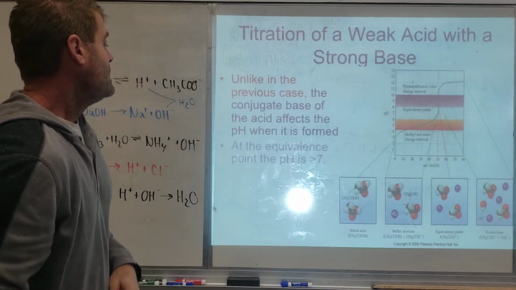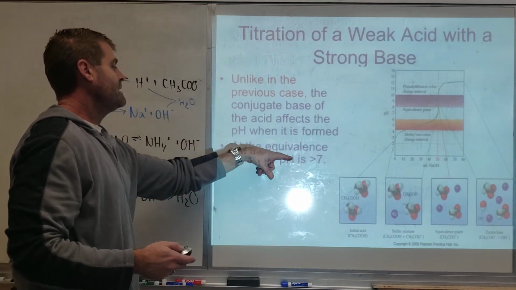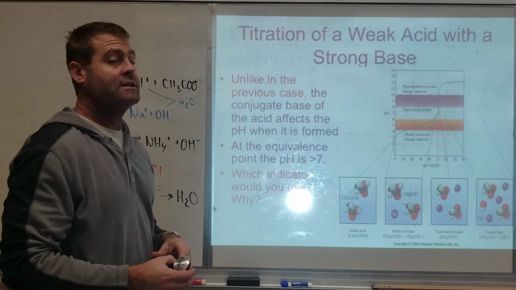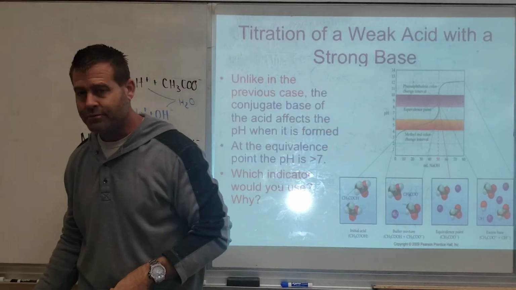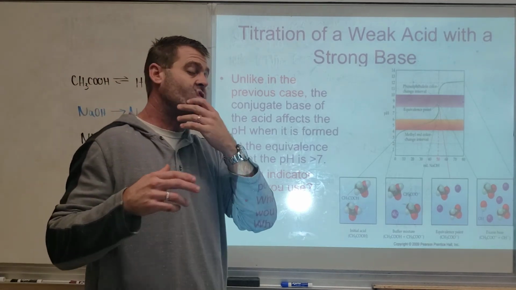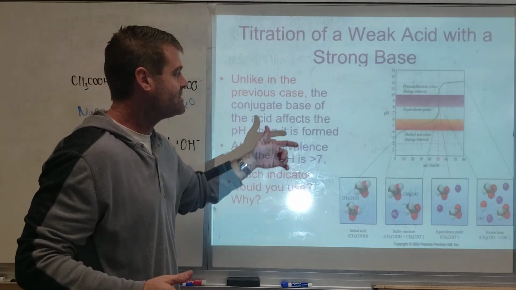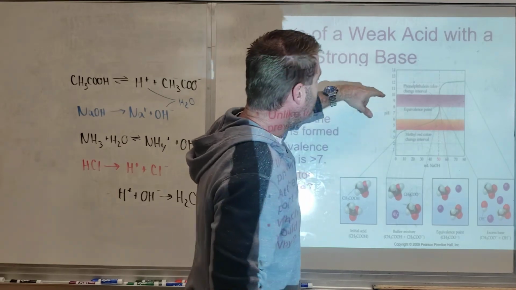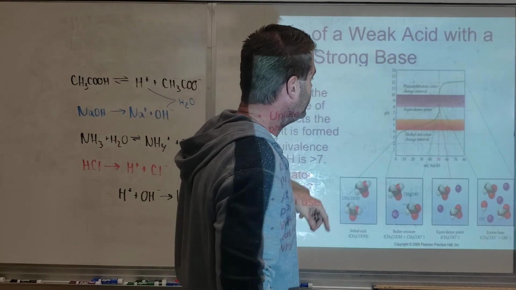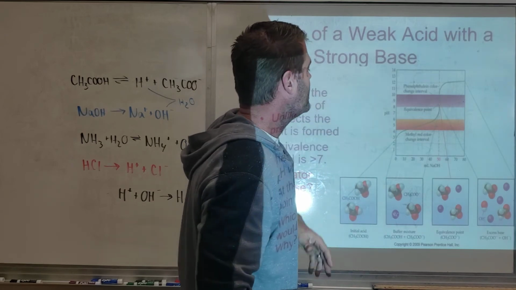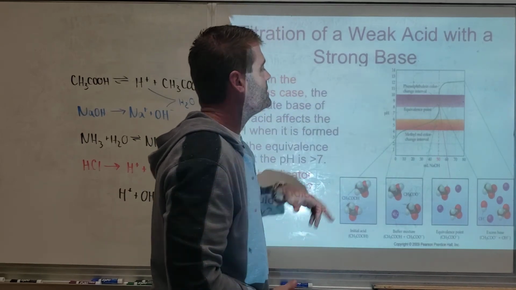Okay? So at the equivalence point, in this case, the pH is greater than 7. So the question is, if you were going to titrate a weak acid with a strong base, which kind of indicator would you use? You guys remember I said different indicators change colors at different pH values. I know it's kind of hard to see on this chart, but phenolphthalein goes from a clear to a purple here, and methyl red goes from a yellow to a red.